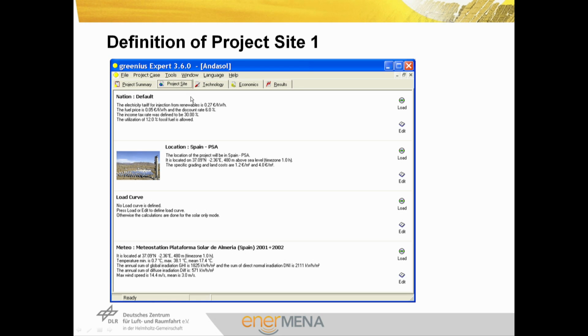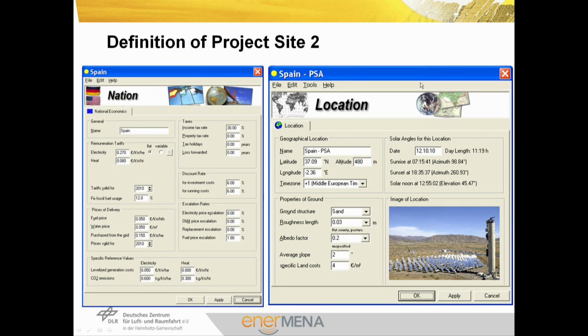Here on the project site tab, you may see the nation, the location, load curve, and meteorological user interface. All of these user interfaces may be opened by just pushing the edit button, or predefined datasets may be loaded with the load button. If we have a closer look into the nation and the location input window, you may see that the nation input window contains a lot of information about the nation itself or the area where the solar plant has to be located.